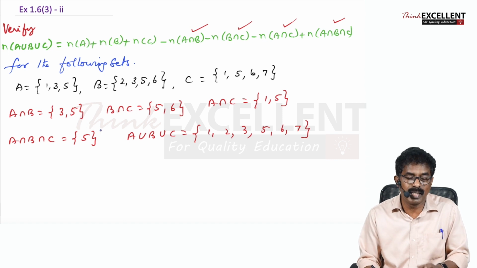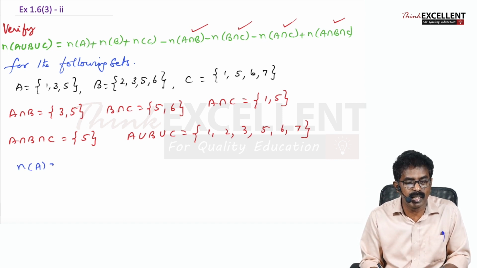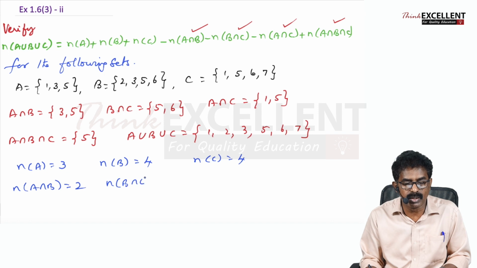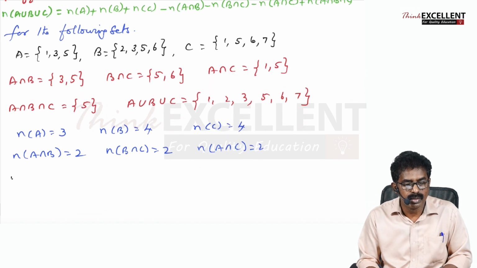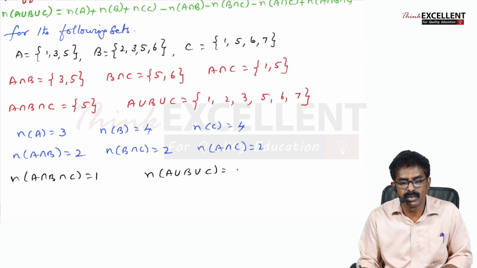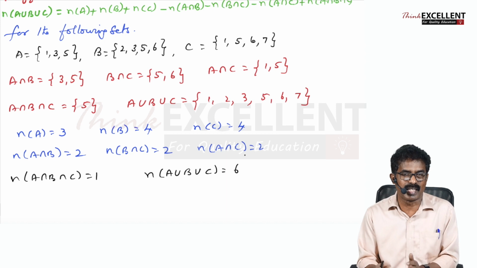Now we want the cardinal numbers, right? n of A. How many elements are in A? 3. n of B? 4. n of C? Also 4. Now n of A intersection B, how many elements? 2. n of B intersection C, 2. n of A intersection C is also 2. Now the last 2, n of A intersection B intersection C is 1. n of A union B union C is 1, 2, 3, 4, 5, 6, right? Okay, everything got it. Now we find LHS and RHS.